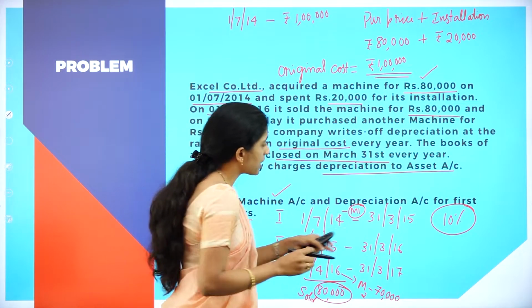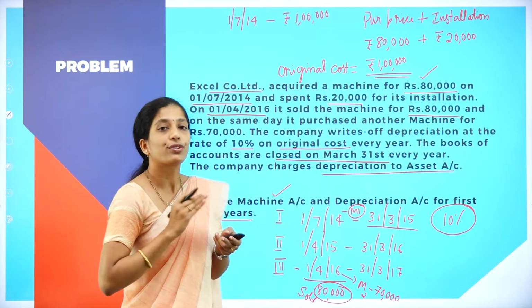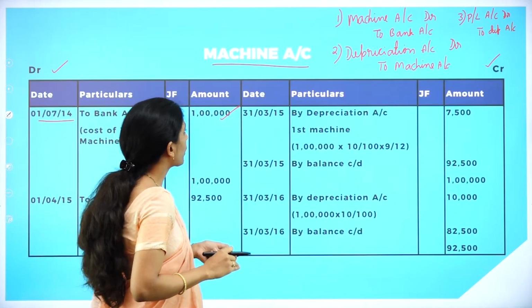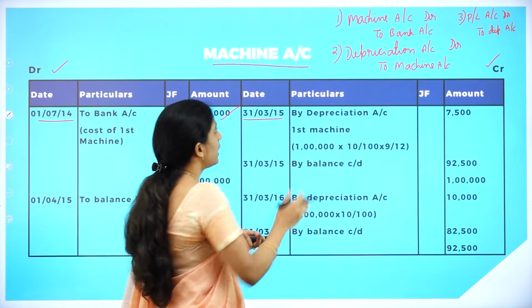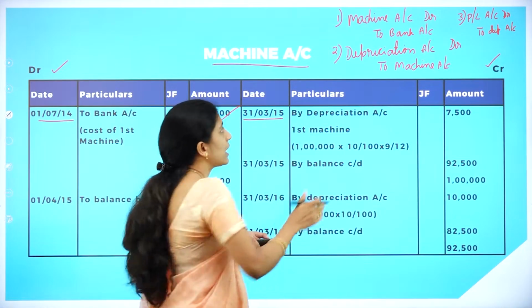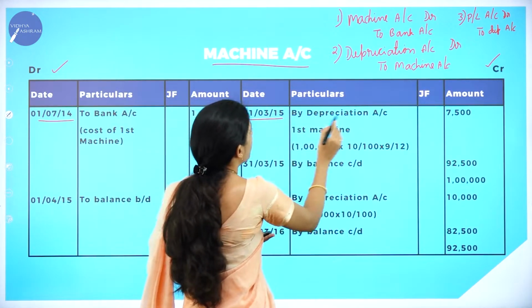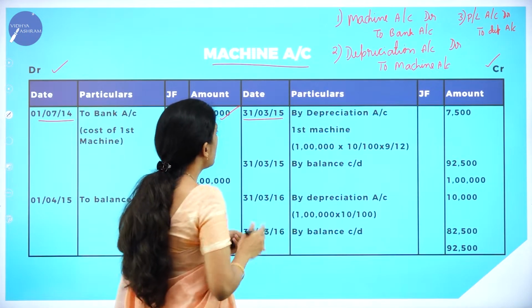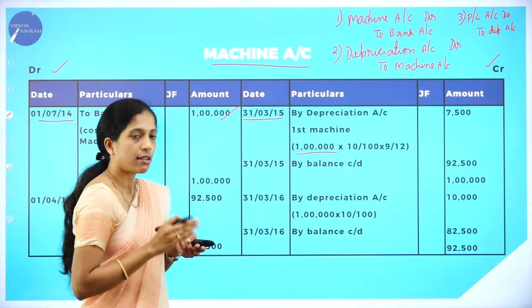Now coming to the first year, end of first year is 31/3/2015. We are going to calculate the depreciation on machine 1. So how to calculate the depreciation? 31/3/2015. What is the entry to calculate depreciation? Depreciation account debtor to machine account. So how do we record? By depreciation account, we are going to calculate depreciation on first machine. Now what is the value of machine? We are going to calculate on the original cost, that is 1 lakh.